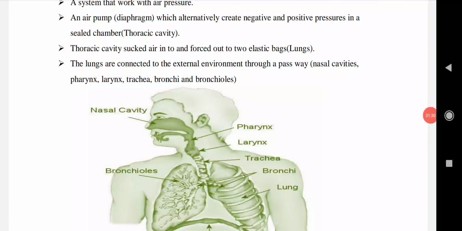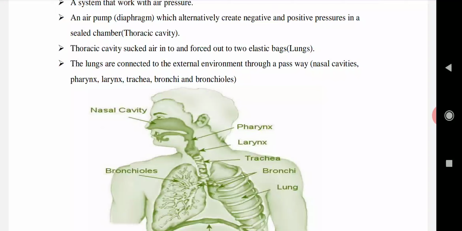But positive pressure is a method of mechanical ventilation in which pressure is maintained to increase the volume of gas remaining in the lungs at the end of expiration. That is all about negative and positive pressure.